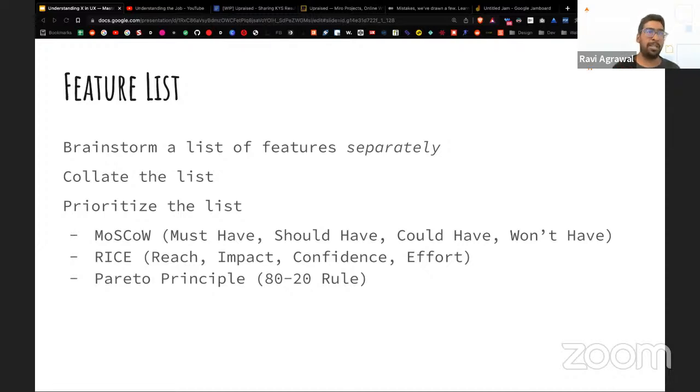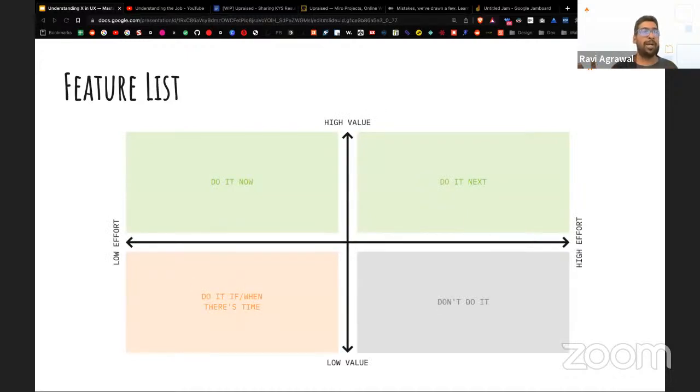One is called the MoSCoW method, where you segregate things into must have, should have, could have, and won't have. Or you add different scores to them, which is reach, impact, what confidence you have that this feature will do the job that we want to get done, and what is the effort required to build this particular feature out. Lastly, there is the Pareto principle, the 80-20 rule, which says to focus on the 20% of the functionality that will get you 80% of the results, right? So I wanted to just highlight how to do it.